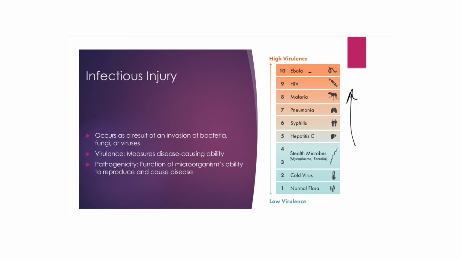And then you have pathogenicity. All right, so a pathogen is something that causes disease. All right, so pathogenicity is the function of a microorganism's ability to reproduce and cause disease. So the pathogen's ability to reproduce and cause disease is its pathogenicity.